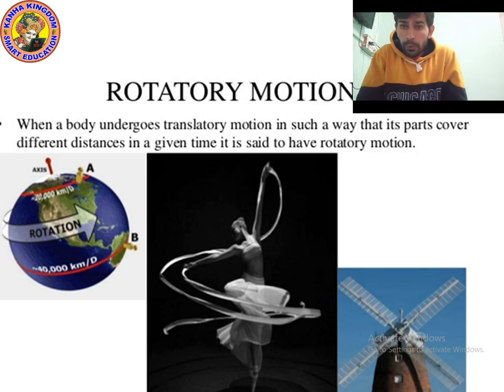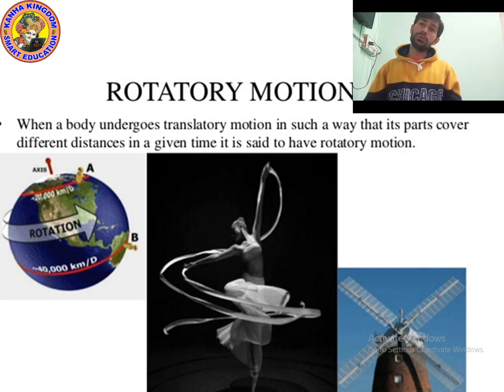So all the planets do revolution motion. Not only revolution motion, all the planets also do the rotatory motion. They also complete the rotatory motion. So remember kids, rotatory motion is a motion in such a way that its parts cover different distances in a given time. It is said to have a rotatory motion. Now let's move on to the next point.